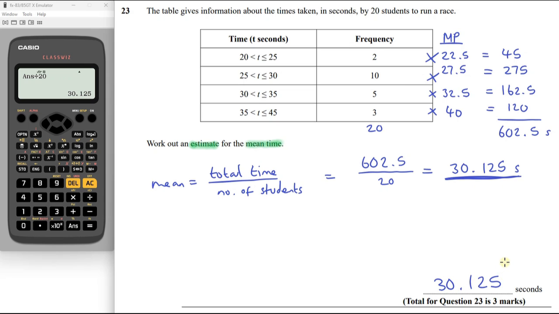30.125. Now, always do a dummy check. So, does this seem like a reasonable time for the mean? Well, the minimum time, it's not going to be 20, it's going to be greater than 20, but it could be like 20.1. So let's just use 20. And the maximum time was 45. So we know our mean has to lie between these two values, and you can see that it does, and it is somewhere in the middle. So I'm quite happy that this would be the right answer.